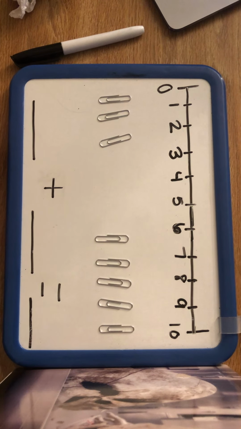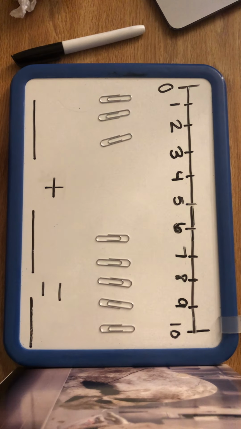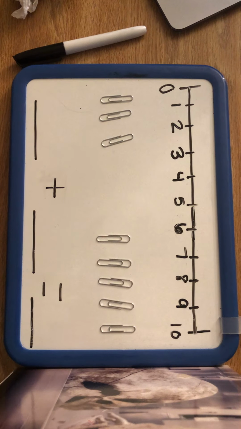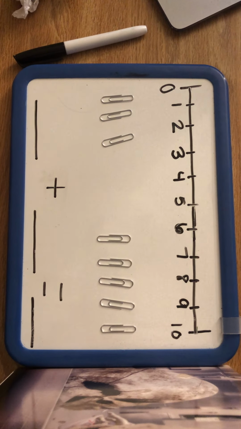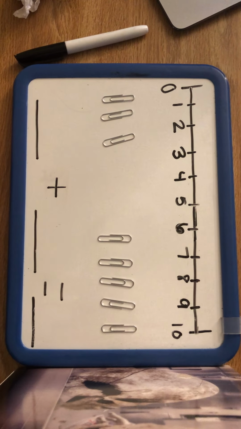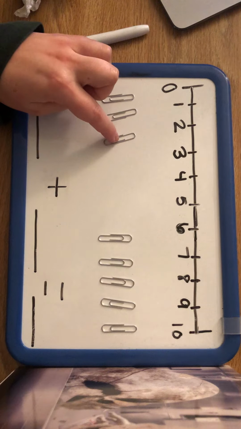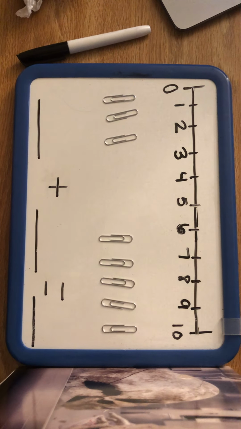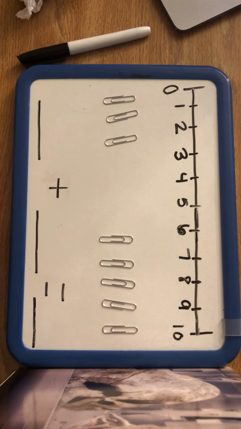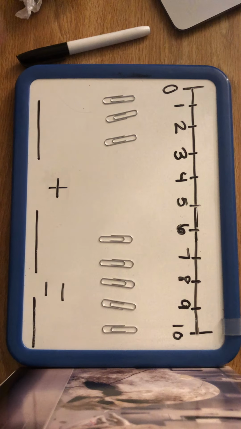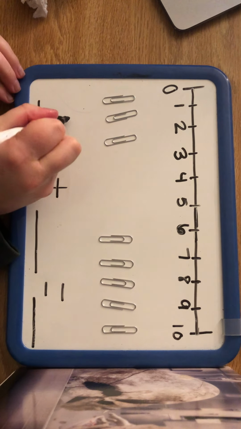And remember, if you ever forget which number comes next, use the number line at the top of the board to help you. Let's go through a problem together. Under the number line, we have two groups of paper clips laid out. I am going to count how many paper clips I have in the first group. 1, 2, 3. Class, how many paper clips do I have in the first group? 3. Great job. Let's write that number on the first blank.